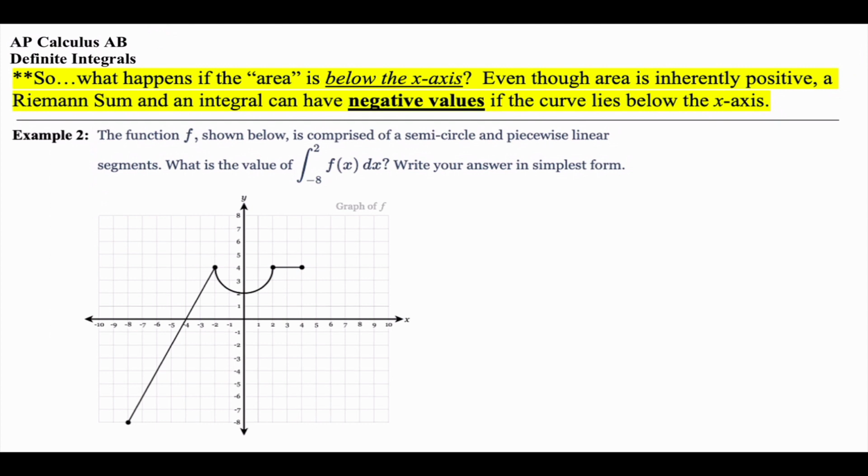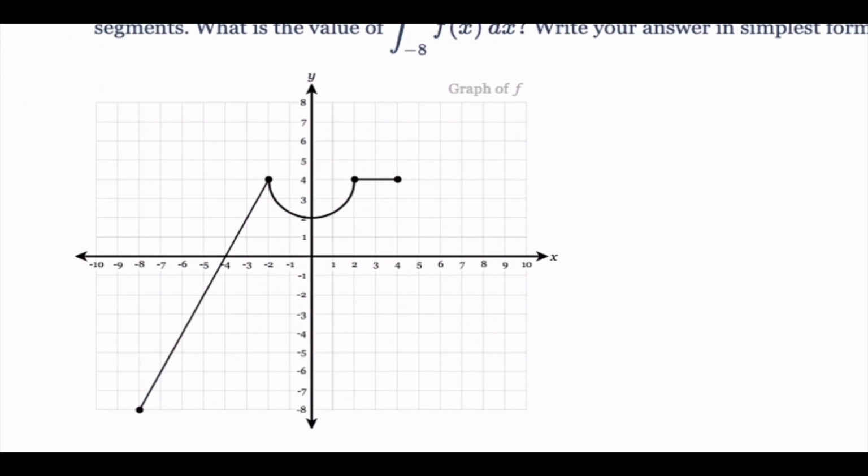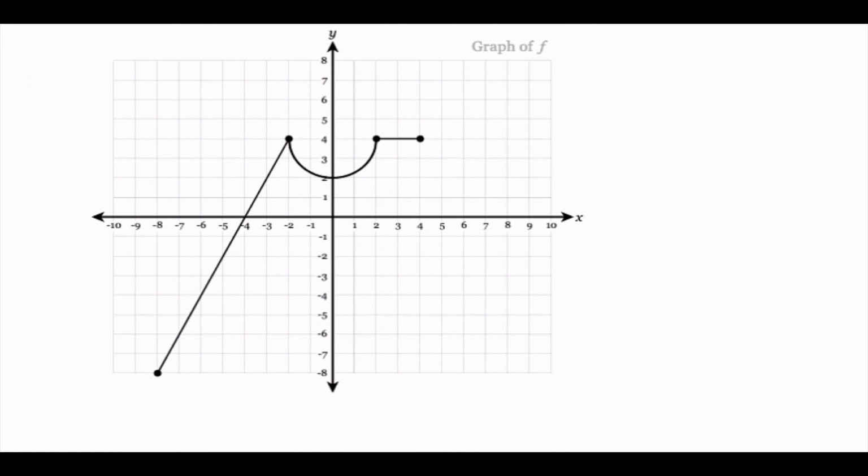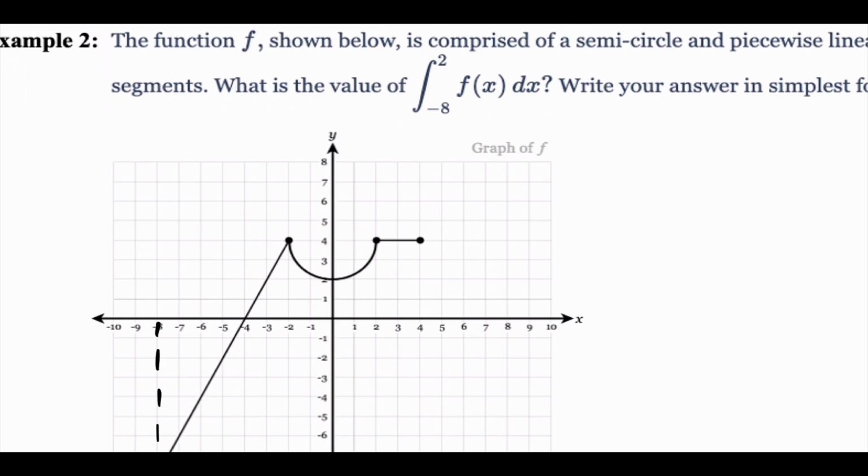Okay? So this guy here, they drew a picture for us. It's a semicircle and a piecewise linear. So a bunch of linears and a piecewise. And a linear and a semicircle. So they want to know what's the area under the curve from negative 8 to positive 2. From negative 8 to positive 2. Okay. So the first thing I'm going to do is I'm going to shade. So negative 8 starts here. Positive 2 ends here.